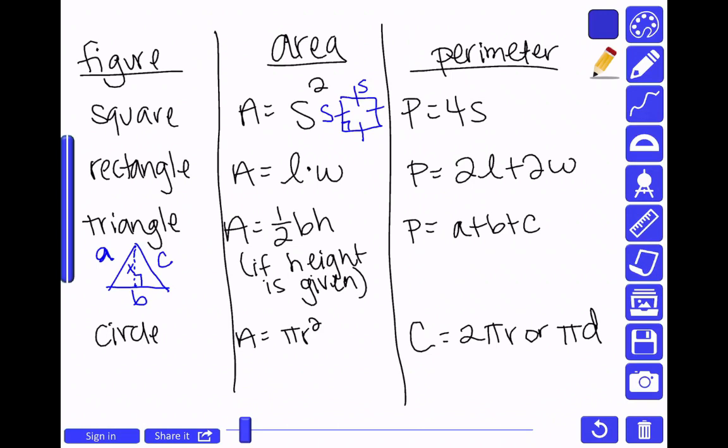To find the area of a circle, the formula is pi r squared. R is the radius. So if the radius is 5, then it would be pi times 5 squared, which would be 25 pi. It is okay to leave your answer in terms of pi. In fact, that is the exact answer.